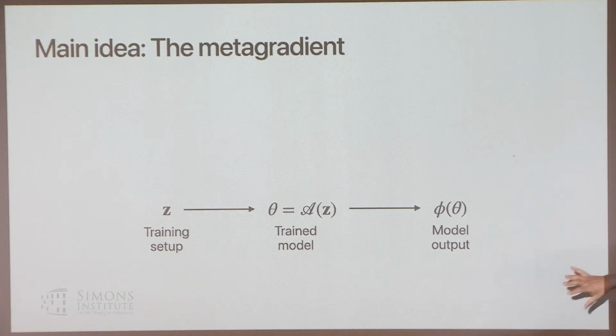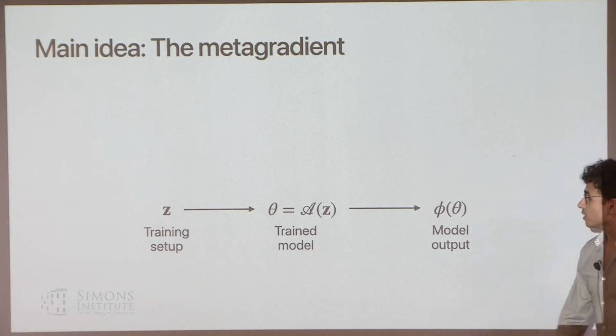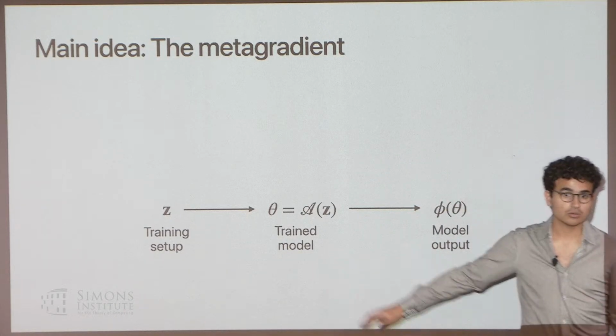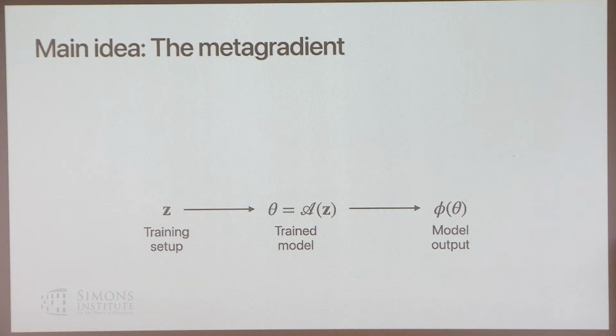OK, so let's start with the main idea. I've abbreviated the notation that we've been using so far here. We have some training setup, which is just a metaparameter z. We have a trained model, which is just a learning algorithm applied to that z. And we have a model output, which is some fixed function phi applied to the model.